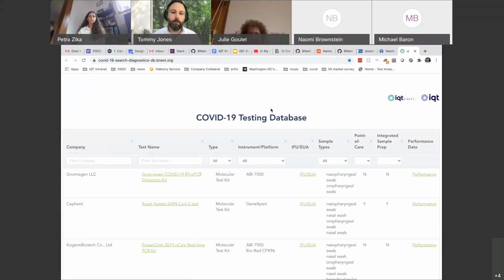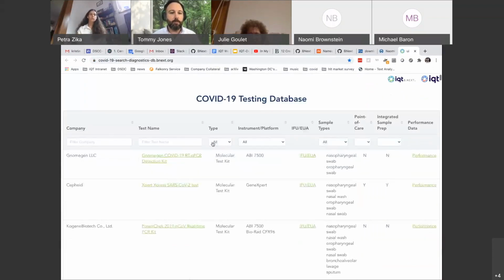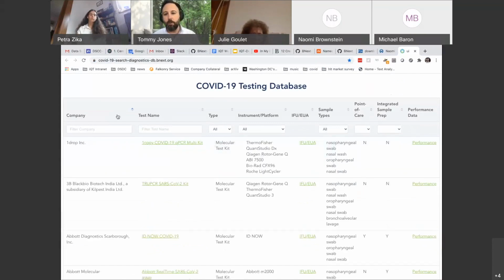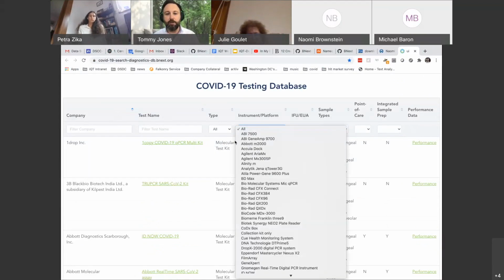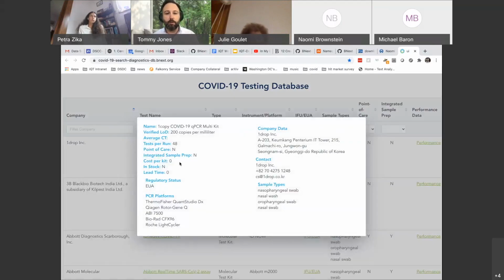All right, so here we see the database tool. You can sort on any one of these columns. We have links to the website of the manufacturer and the FDA EUA documentation. You can filter on things like the equipment used for sampling or the instrument or platform you need to use to see what's compatible. You can click on the row. It brings up contact information and other metadata that we've pulled out of those PDF documents.